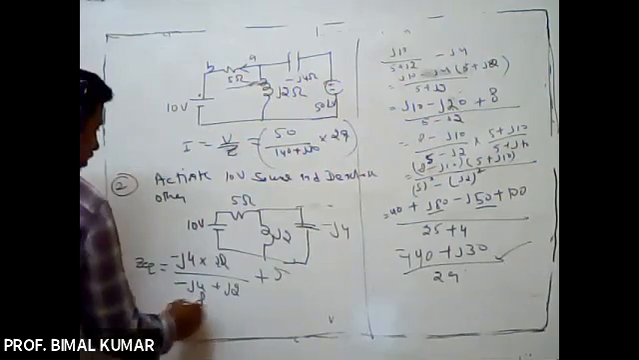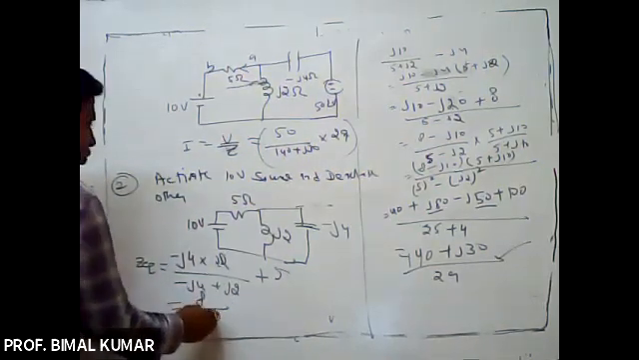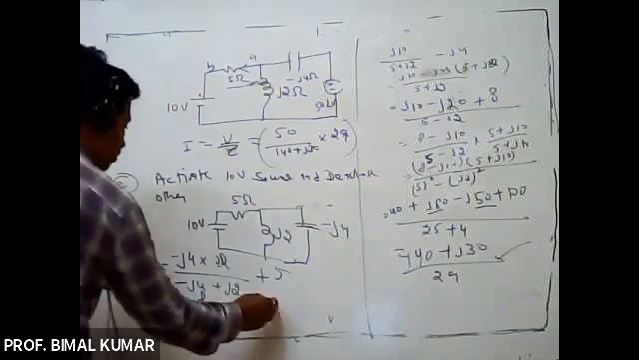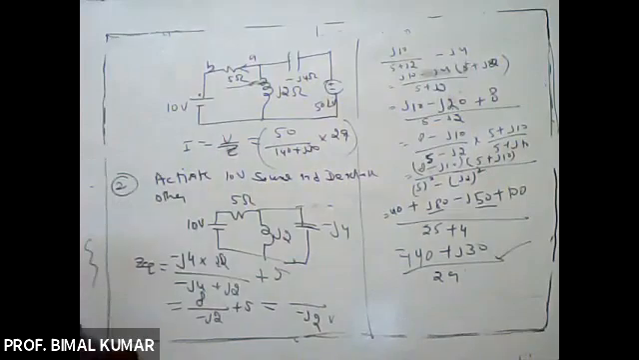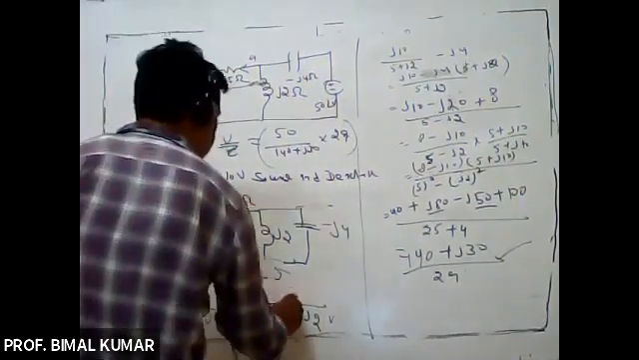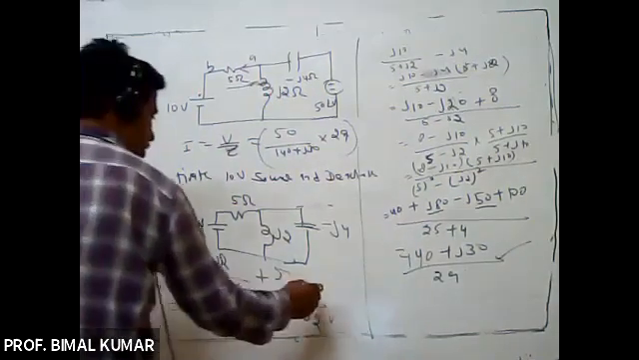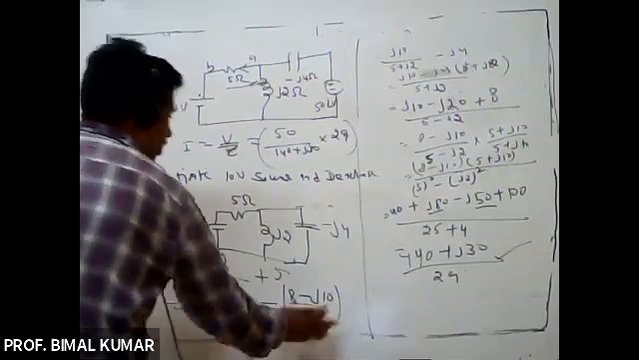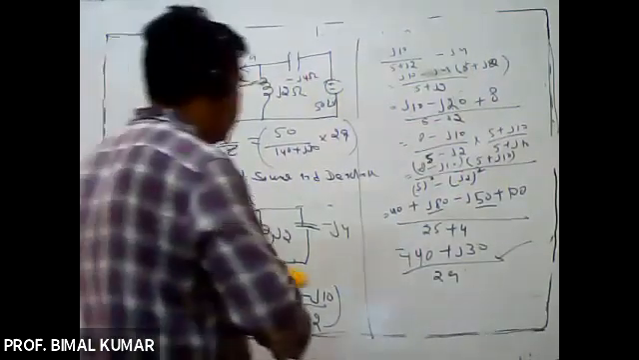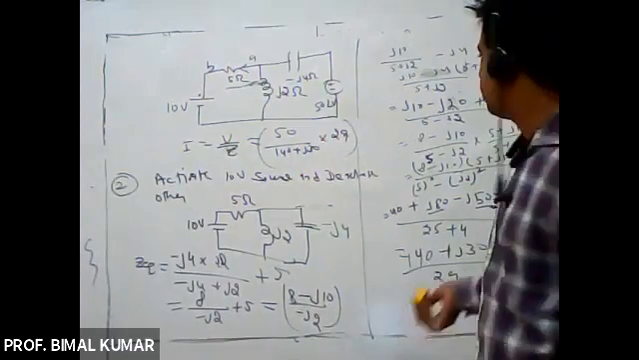8 divided by minus j4 plus j2, minus j2 plus 5. So here the LCM will be minus j2, so this will become 8 minus j10. So again, you may solve it, and this is your value of the Z equivalent.